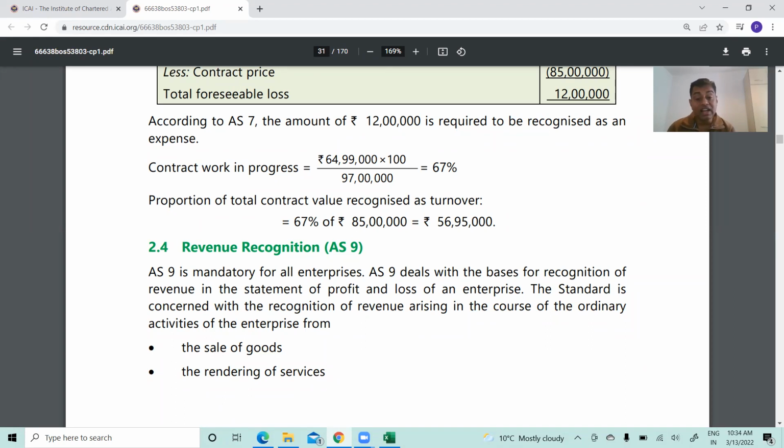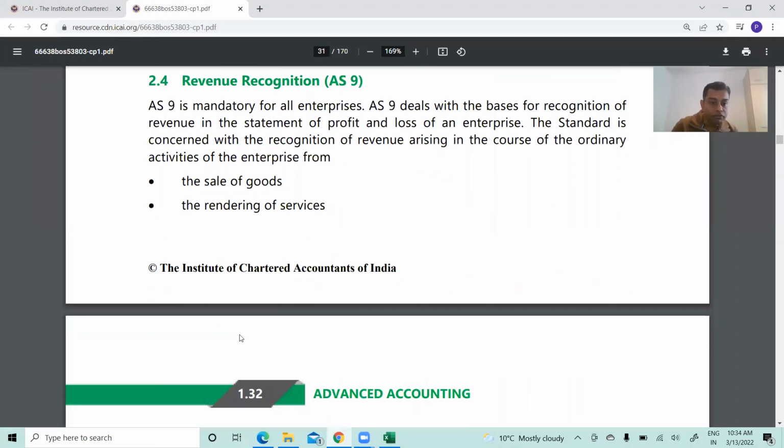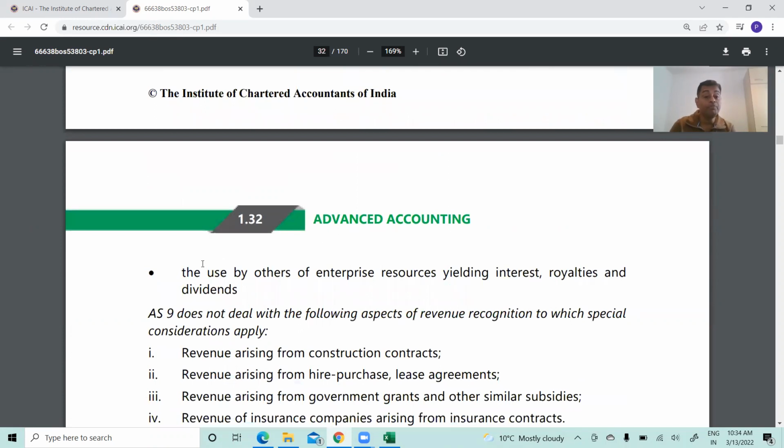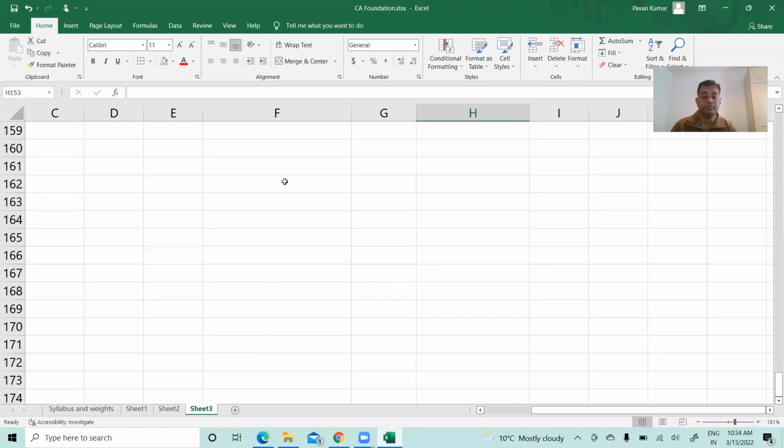So AS9 discusses recognition of revenue from 3 flows, 3 different types of revenues. They are A, sale of goods; B, rendering of services; C, the use of enterprise resources by others, that is interest, royalty, and dividend. Okay, so write this down in your notes. AS9.